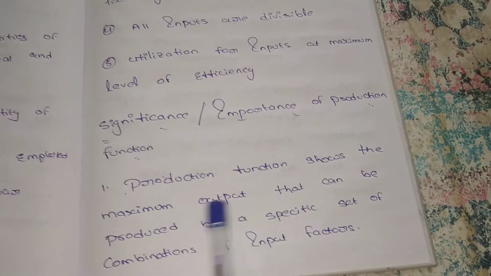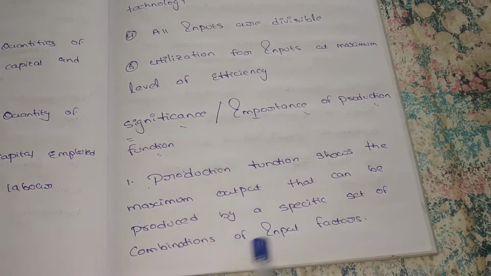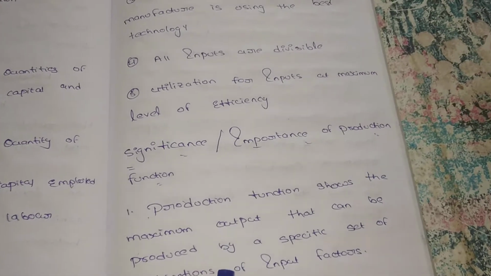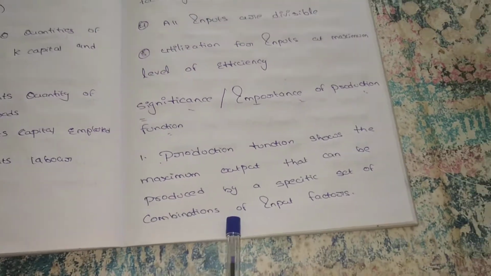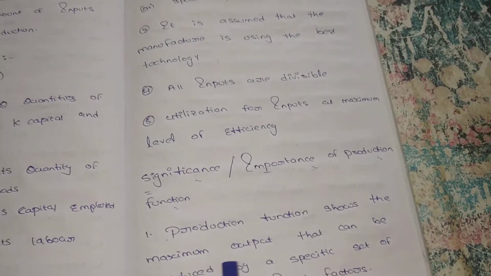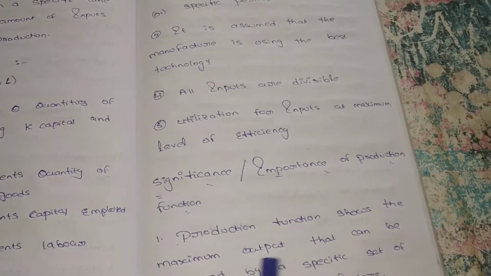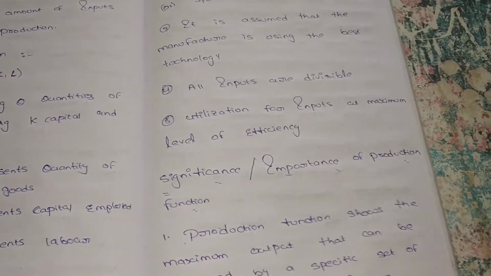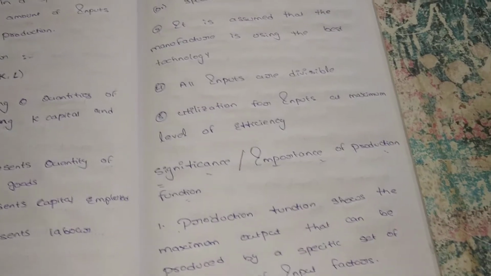Production function shows the maximum output that can be produced by a specific set of combinations of input factors. It shows how much maximum output we are receiving by giving some set of combinations of inputs. Combinations means some business organizations consider the entrepreneur; they only take land, labor and capital. Some business organizations already have their own land, so they take inputs as labor and capital. Most business organizations take the inputs as labor and capital.